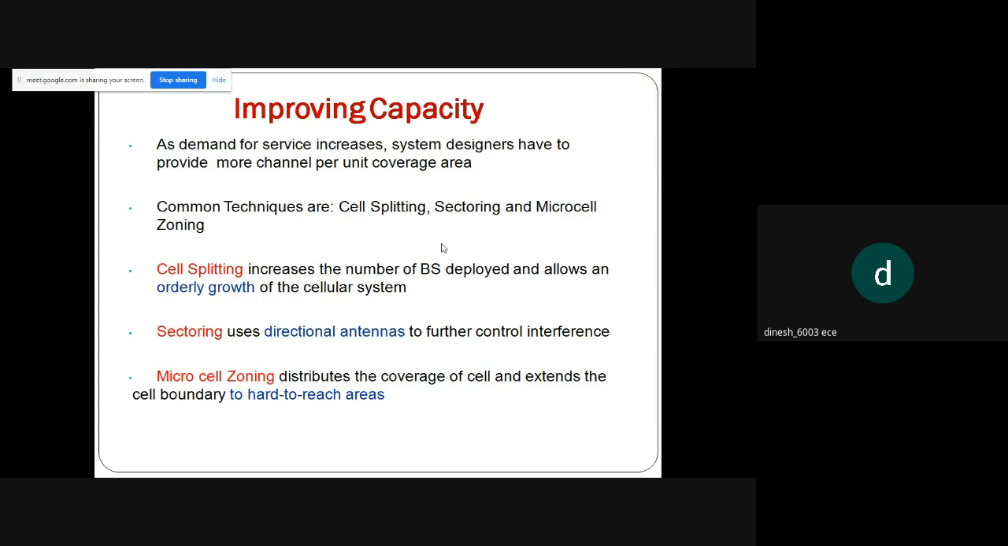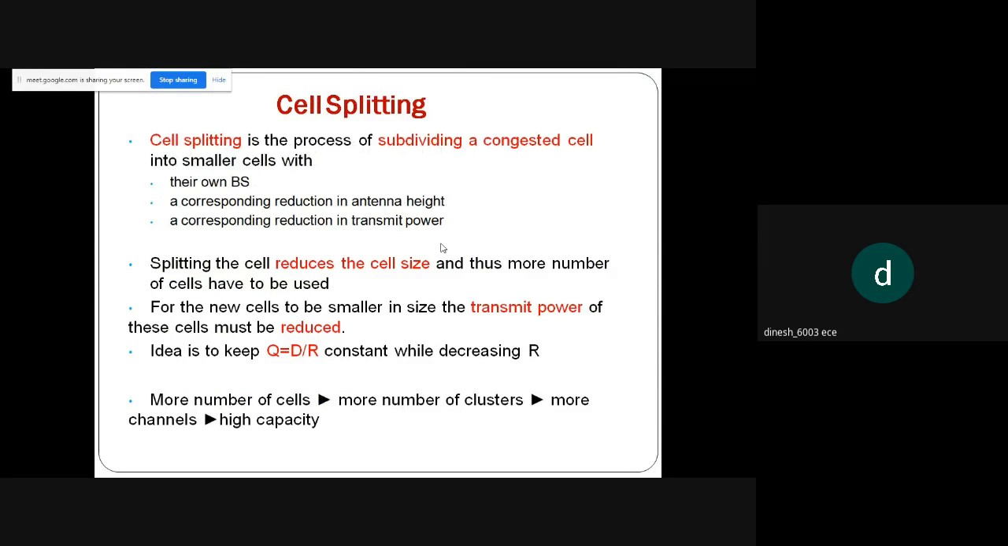So let us see what cell splitting is. Cell splitting increases the number of base stations being deployed and allows an orderly growth of the cellular system slowly. Cell sectoring uses directional antennas to further control the interference being caused. We will see how it occurs also. Third one is microcell zoning. Microcell zoning distributes the coverage of a cell and extends the cell boundary to hard-to-reach areas, just like the umbrella cell concept. So let us see cell splitting.